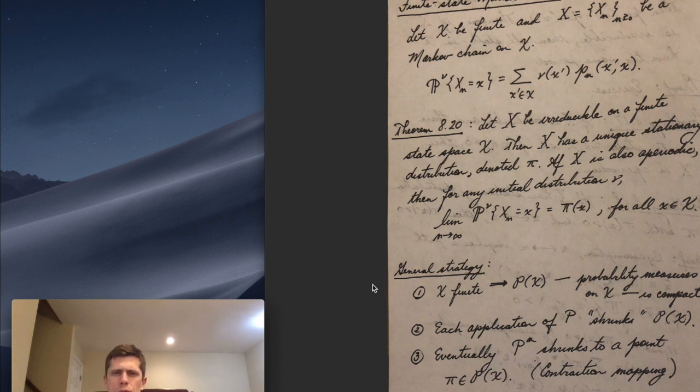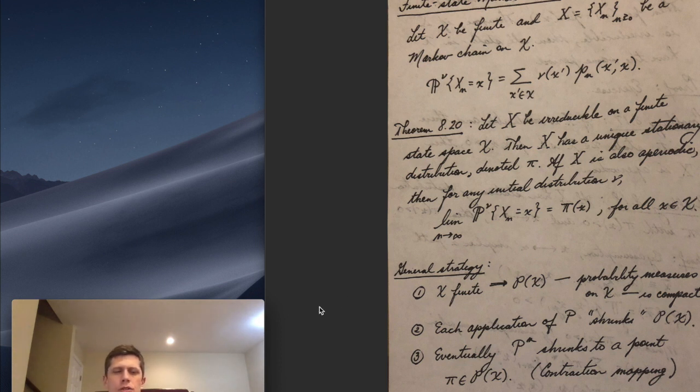Okay, so what we want to do is prove this theorem. And so the general strategy that we're going to have is we're going to work with the space of probability measures on X. So this is what I'm writing as P(X), space of probability measures on X. We'll see that that's a compact set.